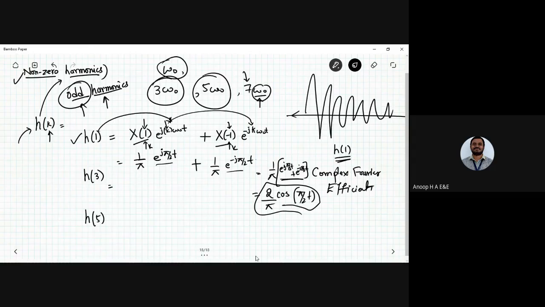Okay, so h of 3, similarly, I'll leave h of 3 and h of 5 to you, the non-zero harmonics that you are going to get. So compute this h of 3 and h of 5, and you can understand how I computed h of 3 and h of 5 there.